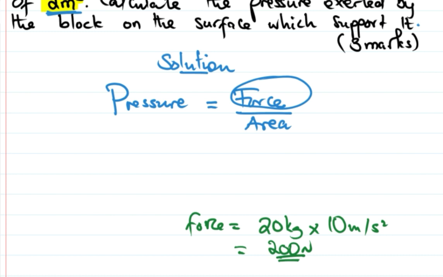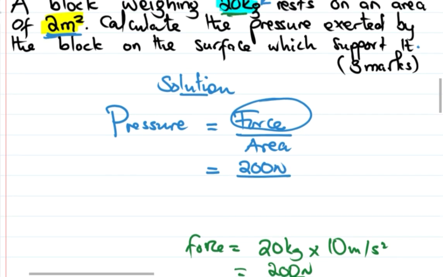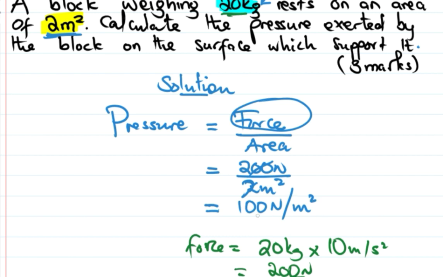So our force is 200 newtons over our area, which is 2 meters squared. 200 divided by 2 is 100. So we have 100 newtons per meter squared. That is the pressure exerted by the block. Three marks are awarded, one mark for each step.